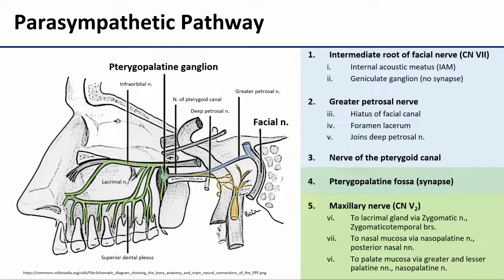To get to the other mucous glands, the parasympathetic axons will follow the maxillary nerve branches that supply those same regions. So for the nasal cavity, they'll follow the nasopalatine and posterior nasal branches. And for the palate, they'll follow the greater and lesser palatine nerves and nasopalatine nerve again. And that is the completed pathway.